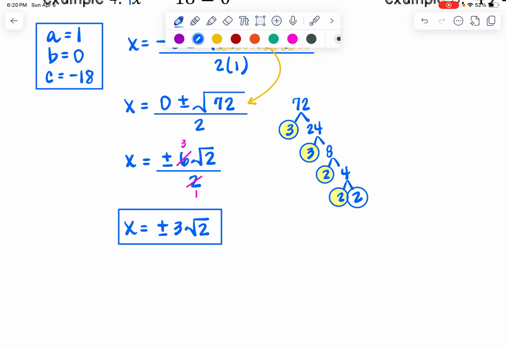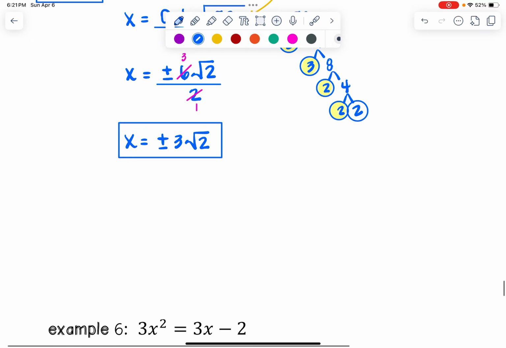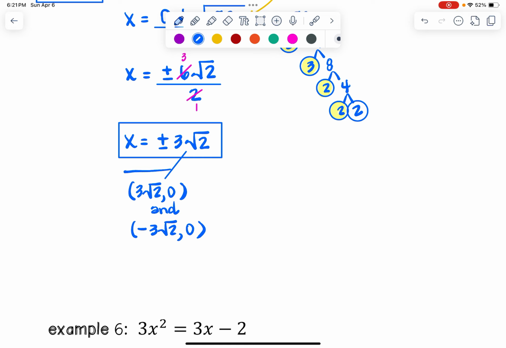I don't need the 1 in the denominator. You can put it if you would like, but there's no need to write that denominator if it's a 1. Remember, that is technically 2 different answers. That's 3 root 2 comma 0 if you want to write it like that, and it's negative 3 root 2 comma 0. So you can always give those answers like that if you want to.